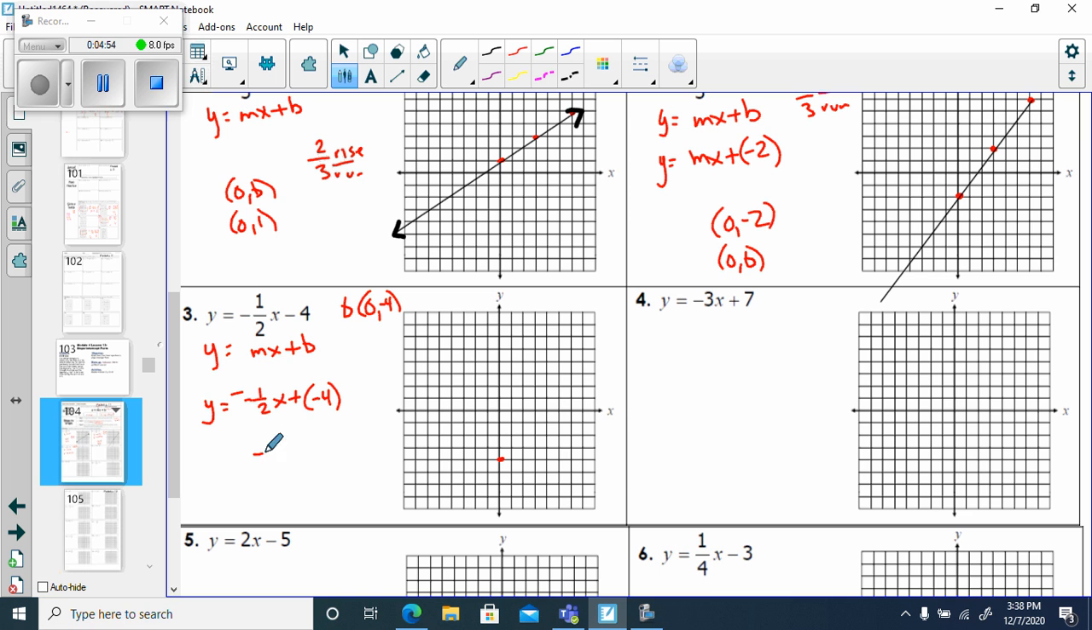And then my slope is -1/2. This is your rise over your run. So I go down 1 and over 2. Down 1 and in the positive direction 2. Down 1 and in the positive direction 2. Down 1, positive direction 2. See, now I've got a bunch of points, and I can put a line through them.